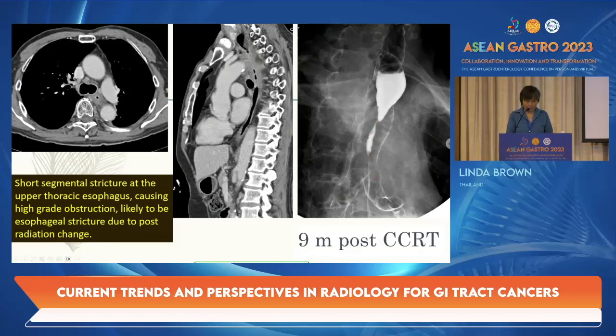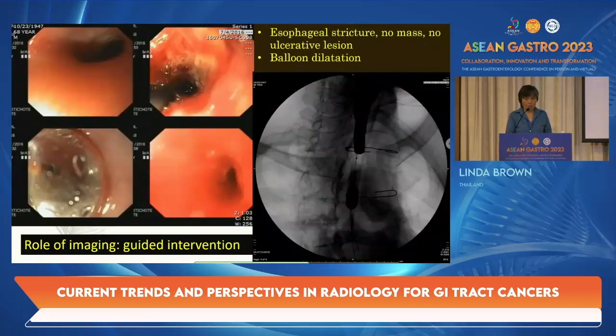At this point, a scope was performed in order to do intervention, to do balloon dilatation to alleviate the patient's symptoms. And the imaging here is fluoroscopy, used to help guide the intervention. So the patient was treated with balloon dilatation with improvement of the symptoms.